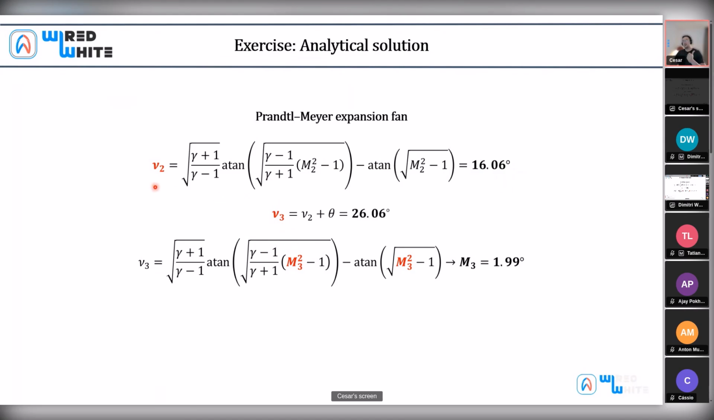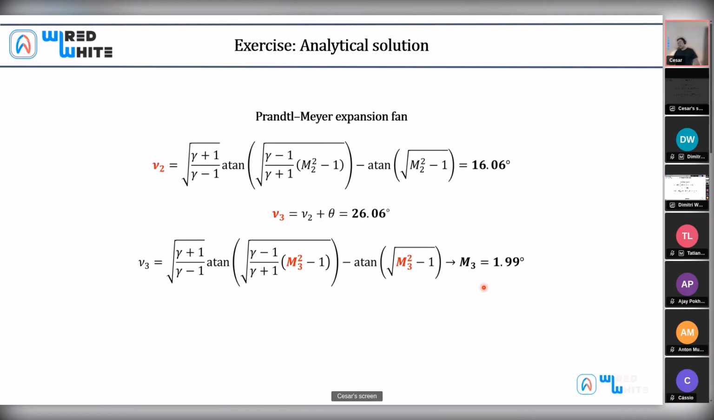be the previous angle plus the turning angle, which is 10 degrees, right? So we just add 10 degrees in this case, and then we go back to the same equation. In this case, we already have this value that we computed before, and then we have to solve this equation for Mach 3. And we solve this equation, and we get that the Mach number after the shock and the expansion fan is 1.99.